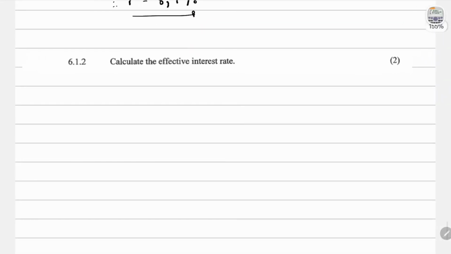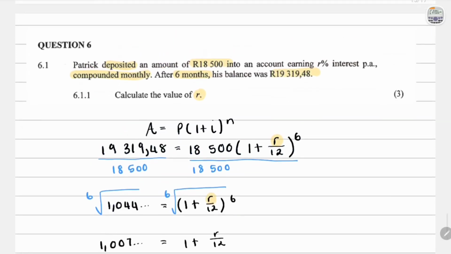Question 6.1.2 says, calculate the effective interest rate. Okay, so do you see that in the previous question?